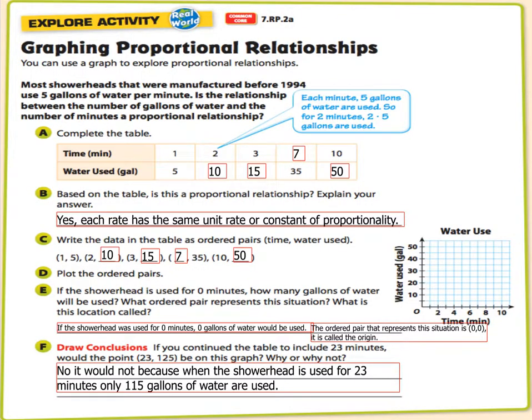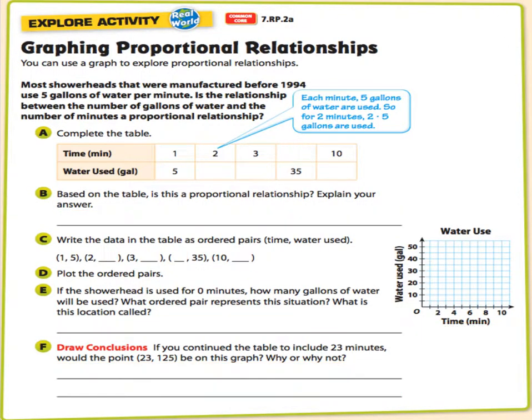Okay, so first we are talking about our Explore problem, where we have shower heads that are manufactured before 1994, and they use 5 gallons of water per minute. Now, I know you guys don't really care, but as a parent and somebody who owns a house, I like to not use a lot of water because it costs money. So we want to decide if it's a proportional relationship. So it uses 5 gallons of water, so 5 gallons per minute.